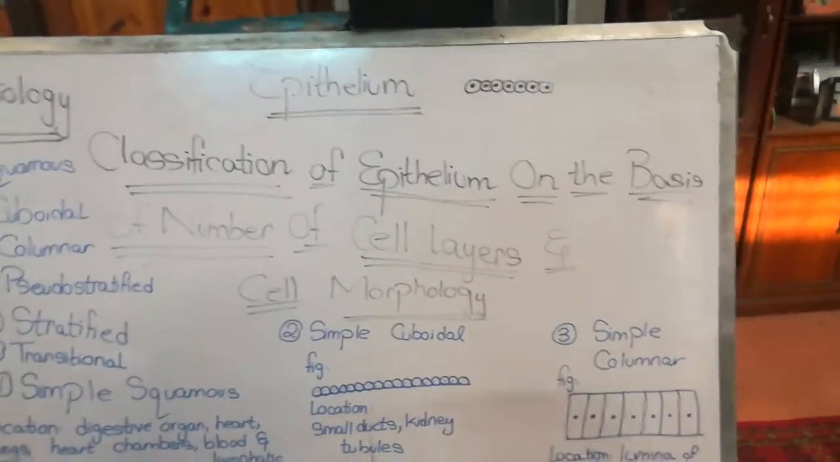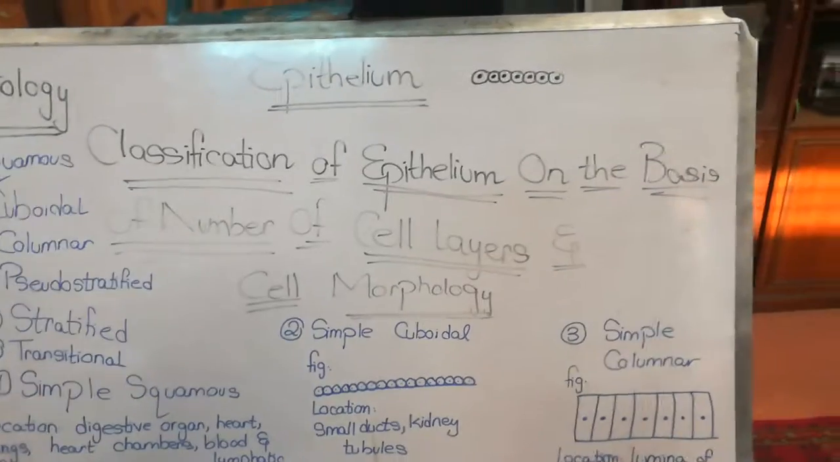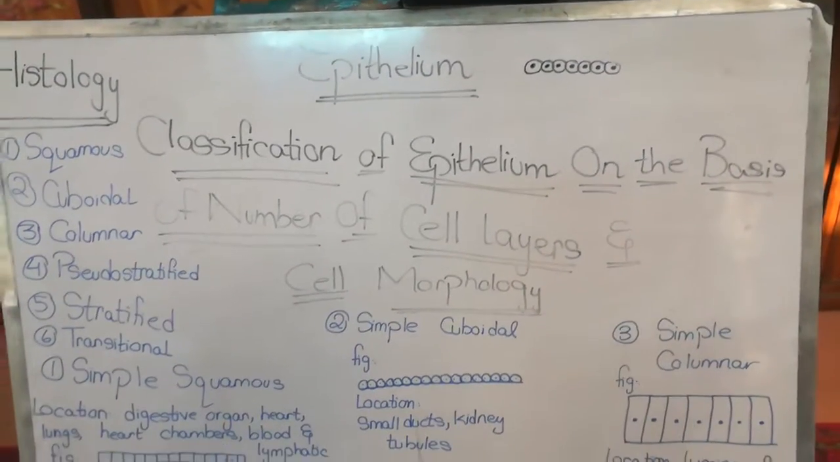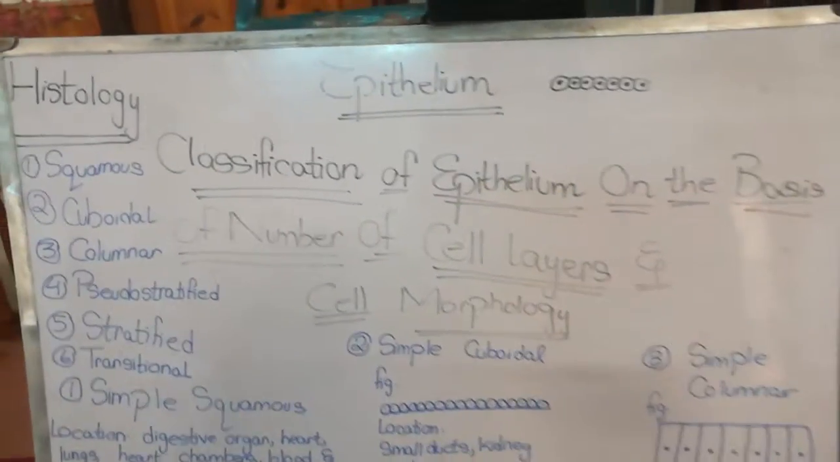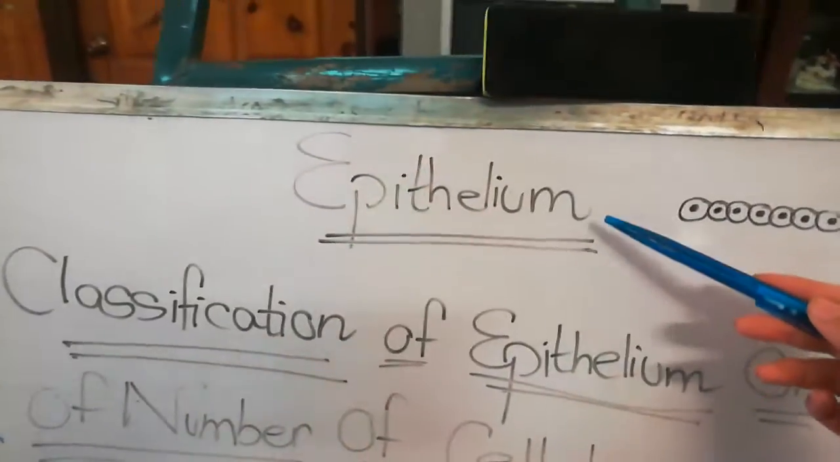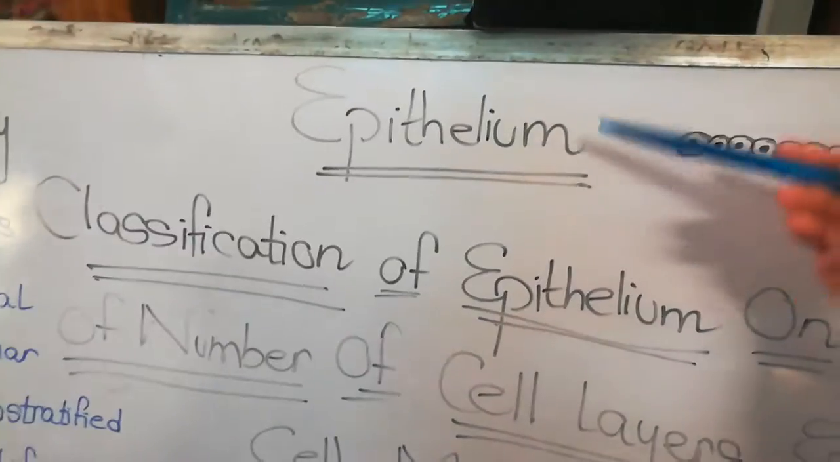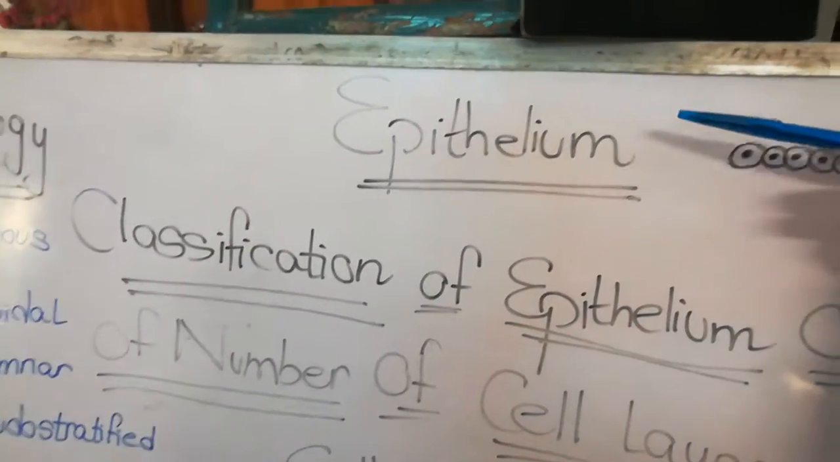Now, there are four principal main tissues of our body. Those include epithelium, connective tissue, muscular tissue, and nervous tissue. And today the topic we are going to discuss is about epithelium. Now, what is epithelium? Epithelium is a principal tissue.